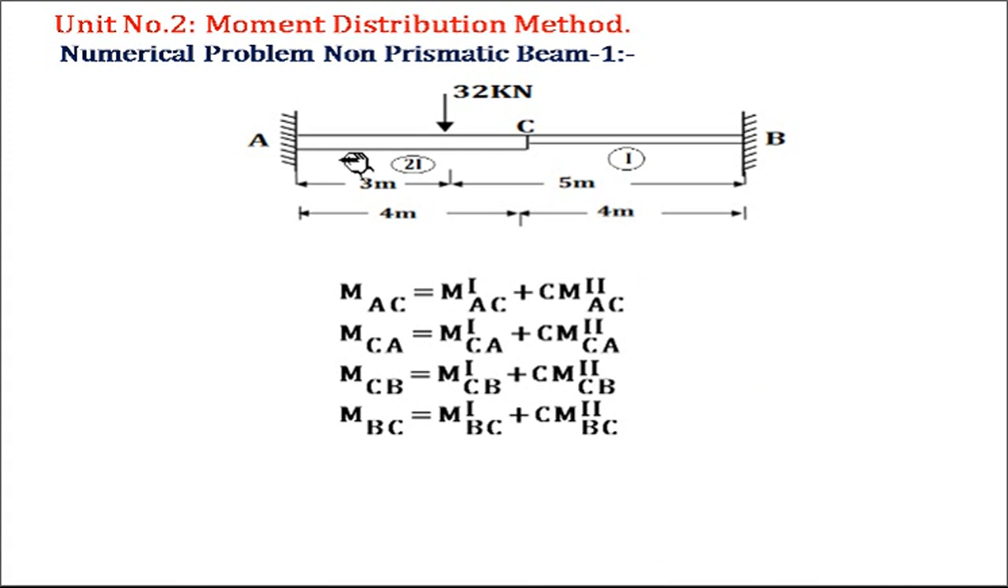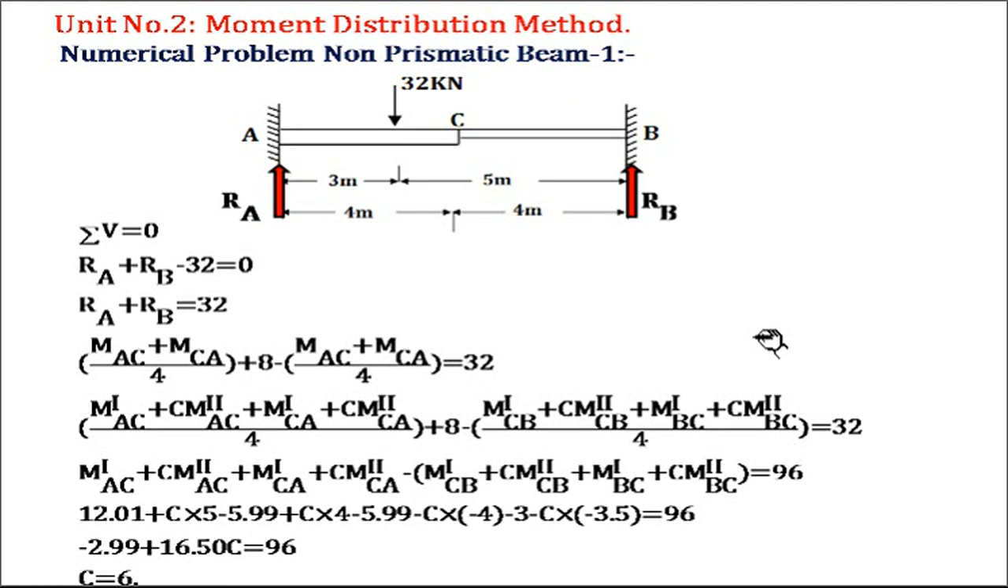Now the next step is to find out the corrected moment due to the non-sway analysis plus C into the sway analysis, for the different members of this non-prismatic portal, that is AC, CA, CB and BC. So for that, we have to take the summation of vertical forces, that is RA plus RB, both acting upward, positive, minus 32, equal to 0. So RA plus RB is equal to 32.